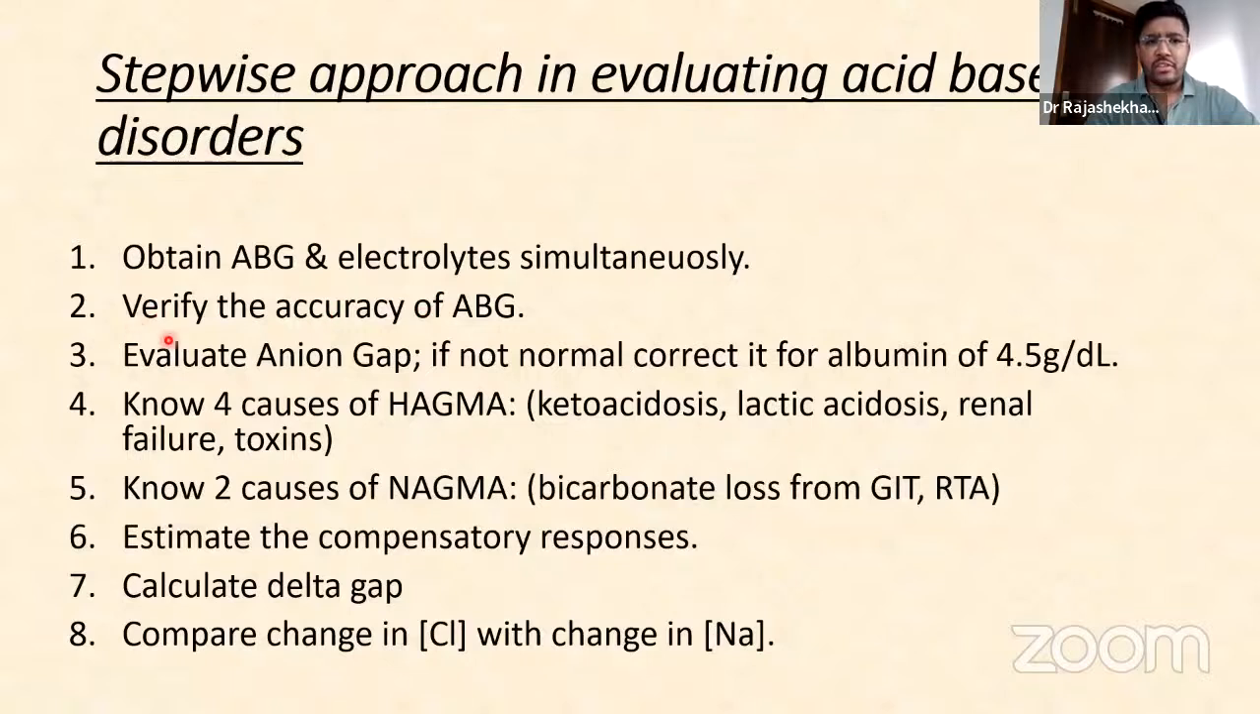The next step is identifying the primary disorder and the compensation. And if there is a metabolic acidosis, then always evaluate the anion gap.